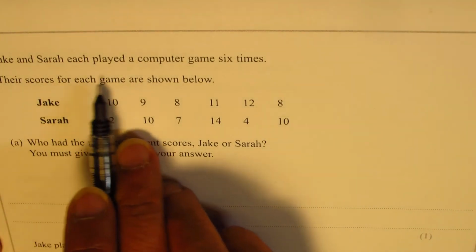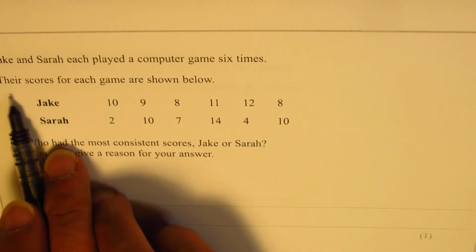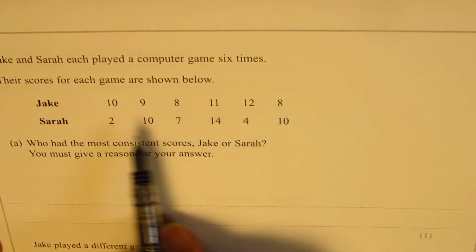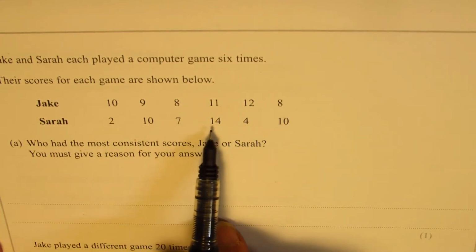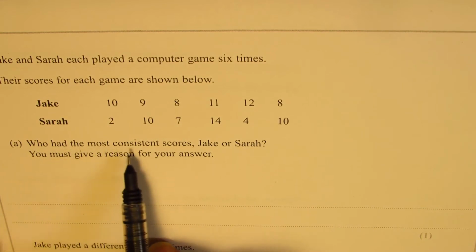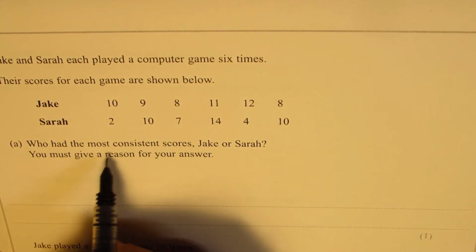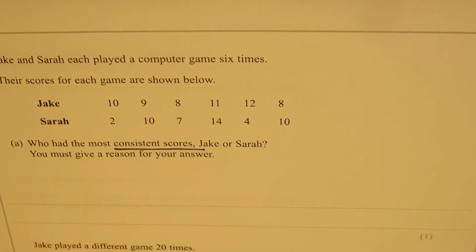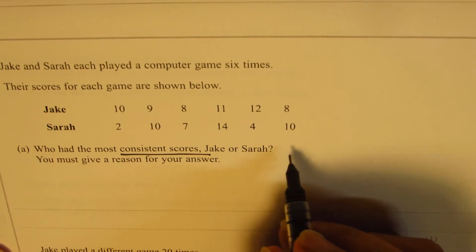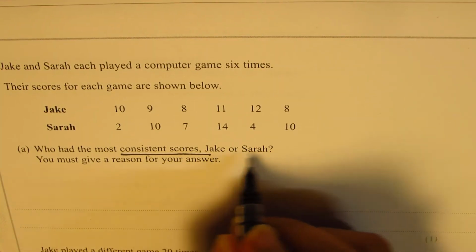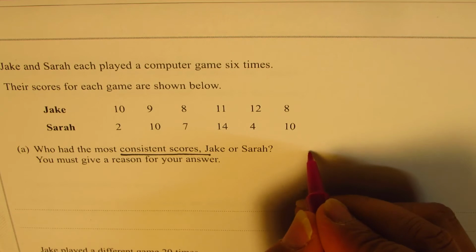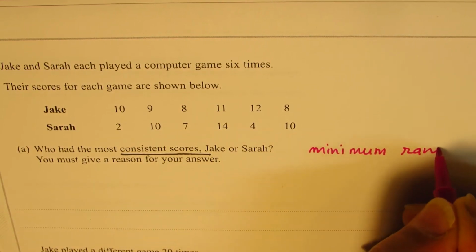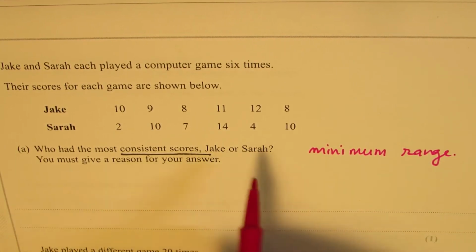Jake and Sarah each played a computer game 6 times. Their scores for each game are shown here. Jake: 10, 9, 8, 11, 12, and 8. Sarah: 2, 10, 7, 14, 4, and 10. Who had the most consistent scores? You must give a reason for your answer. So when we say consistent, it means close enough, right? So in this case, what do we mean? It means minimum range. Narrow range, right? Consistent, right?